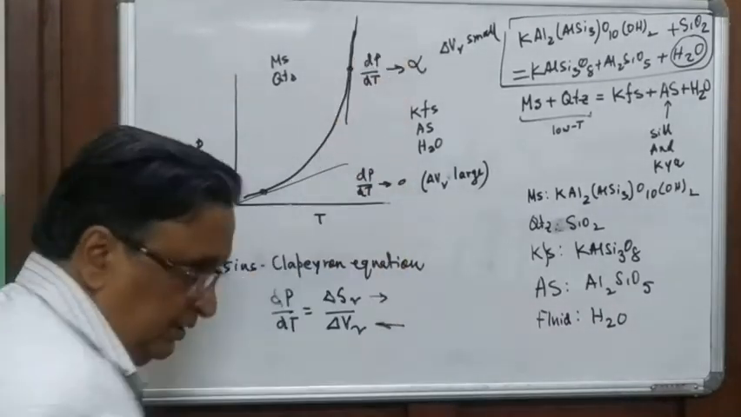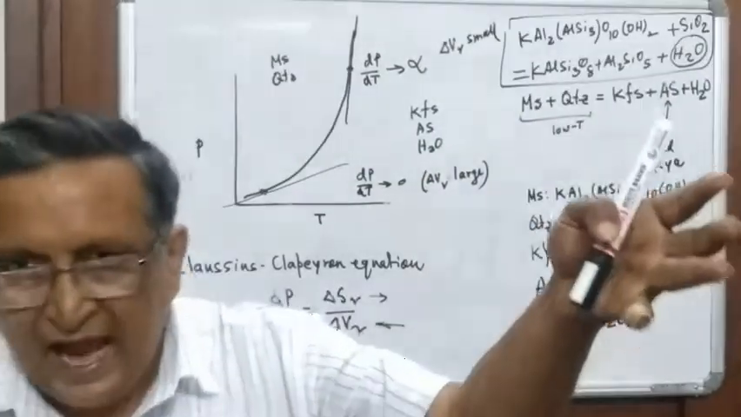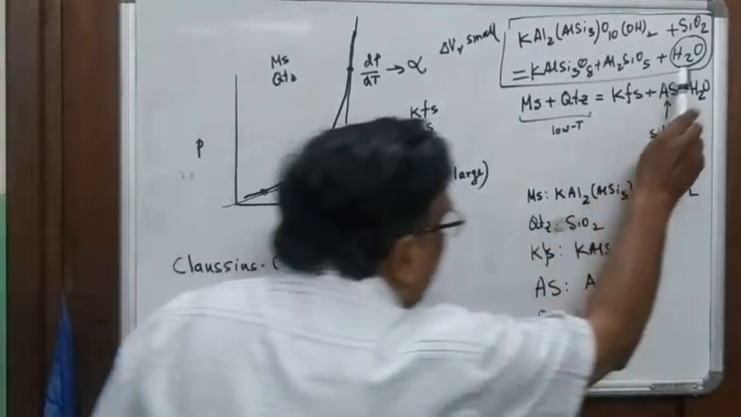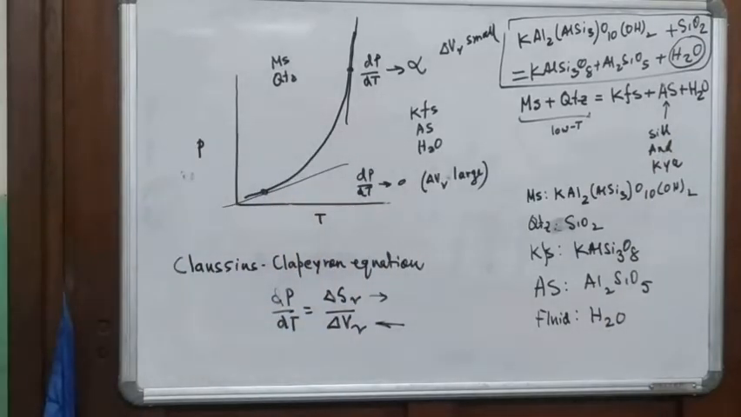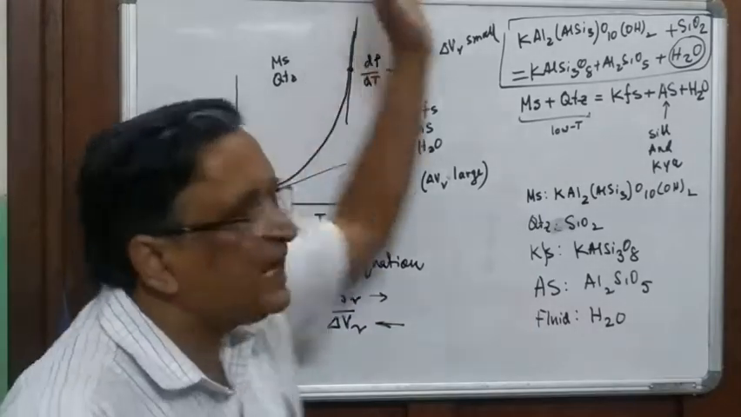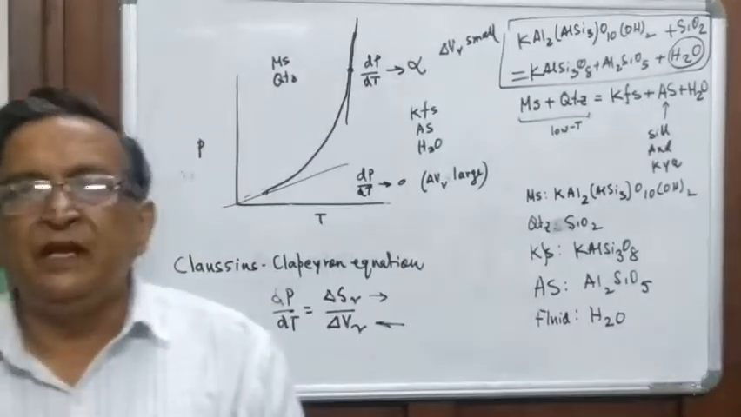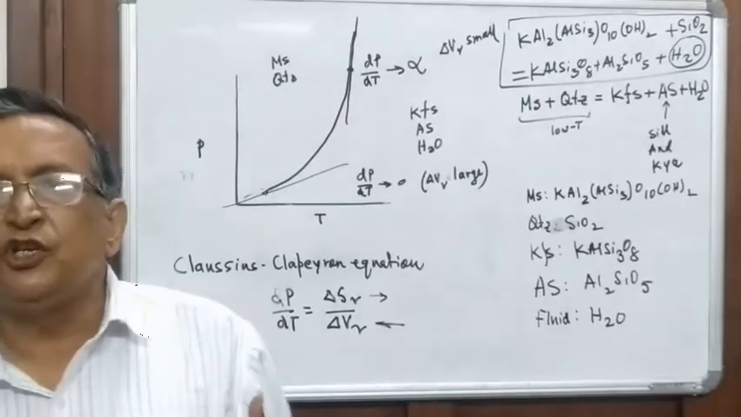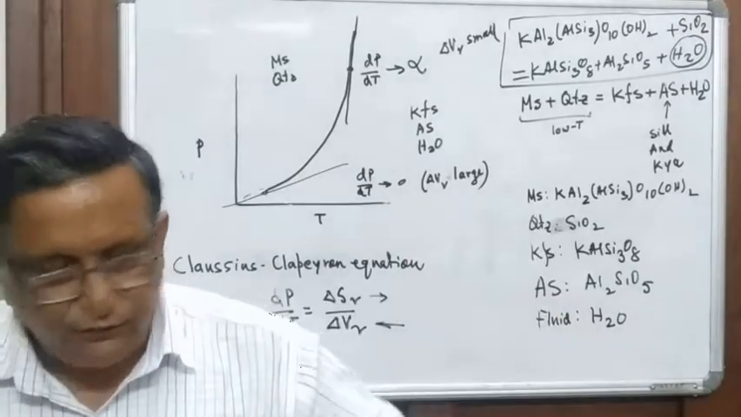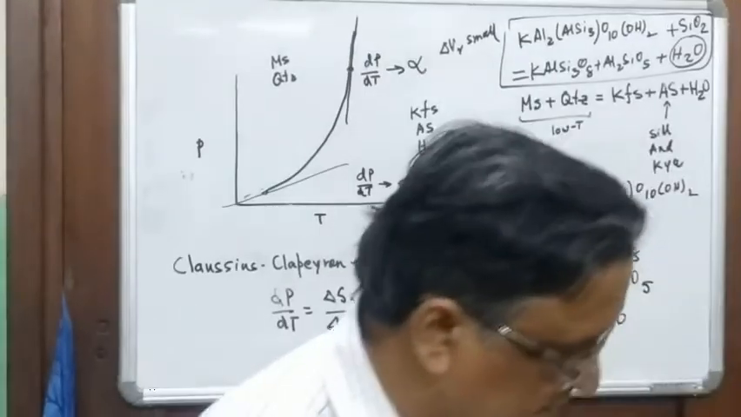Whereas at higher pressure, the pressure is much larger, and this dramatically decreases the delta VR. That is why many, or most, of these reactions have this type of slope. The change in slope is because of fluid compressibility as a function of pressure. At high pressure, it has a small volume. At low pressure, it has a large volume, and hence the change of dP/dT. This is just for your information.